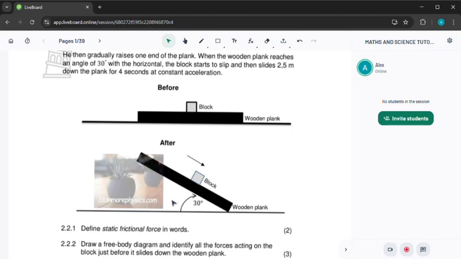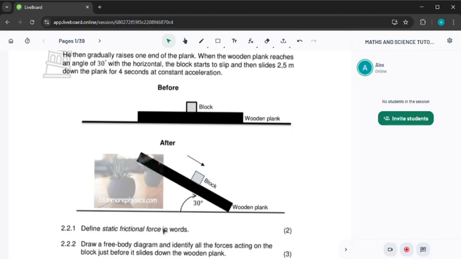Right, so 2.2.1, define static frictional force. When we define static frictional force, we are saying this is the force that is acting parallel to the surface, and it opposes the tendency of motion of a stationary object relative to the surface. So in other words, it resists the motion of an object. All right, that is for 2 marks.